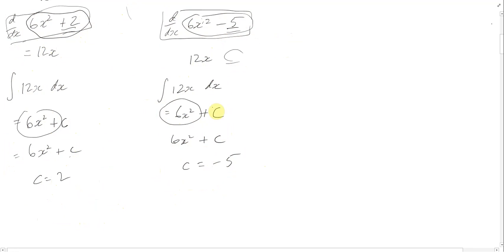Okay, so the real challenge here is actually figuring out what that constant term is. We need to know how we can get the c equals 2 bit, and I'll show you that in the next example. So what we're really interested in is finding the constant term.